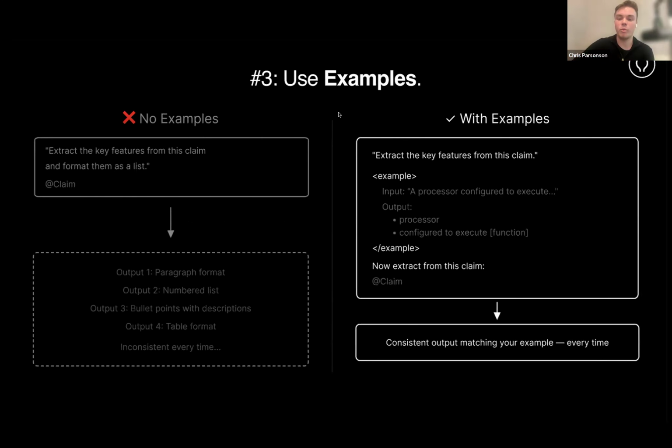Versus on the right-hand side, we're telling the AI what to do, extract the key features of the claim, but we're also giving an example of what we consider a good output to be. So if we're inputting a particular claim, we're telling the AI that we want it to output those key features. So using examples can be extremely helpful for getting the AI to be customized to output in the way that you want, to your unique style.